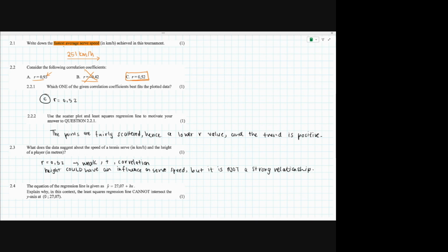Right, and then the last one says the equation of the least squares regression line is given as y is equal to 27,07 plus bx. Explain why in this context the least squares regression line cannot intersect the y-axis at 0; 27,07. So quickly, obviously y equals mx plus c. C is your y-intercept, so your constant is your y-intercept. Let's think about what that means.